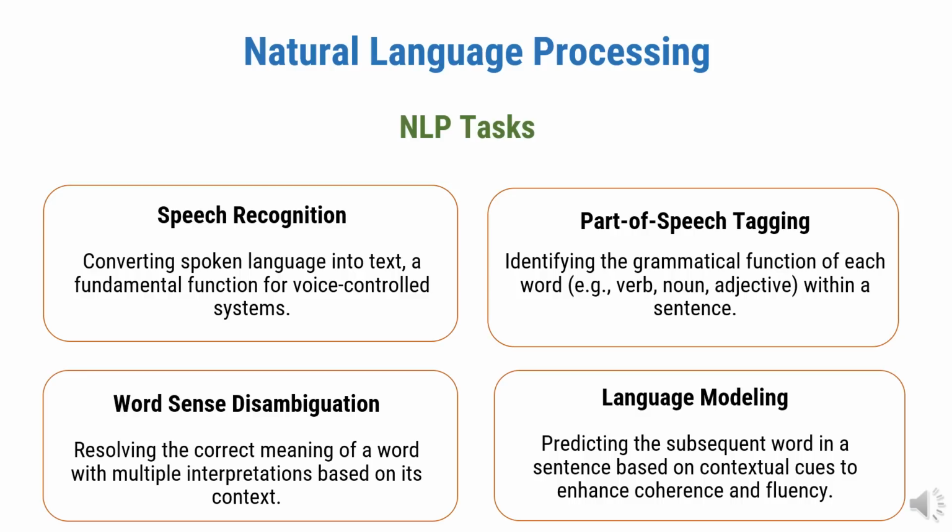NLP tasks. Speech recognition: converting spoken language into text, a fundamental function for voice control systems. Word sense disambiguation: resolving the correct meaning of a word with multiple interpretations based on its context. Part of speech tagging: identifying the grammatical function of each word within a sentence. Language modeling: predicting the subsequent word in a sentence based on contextual cues to enhance coherence and fluency.